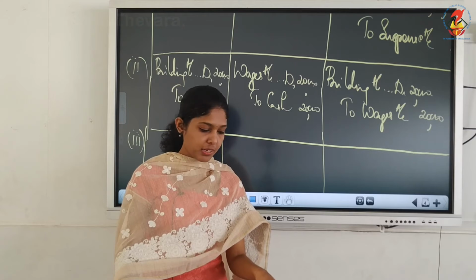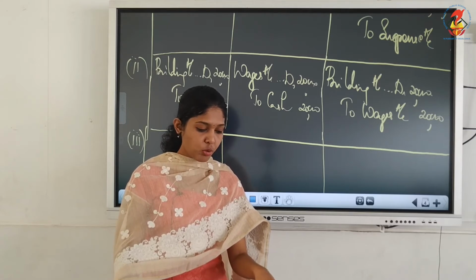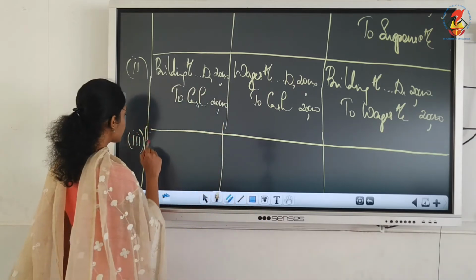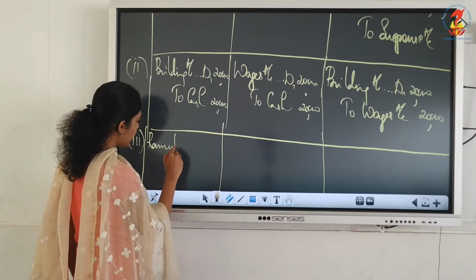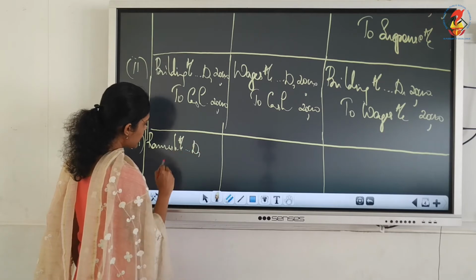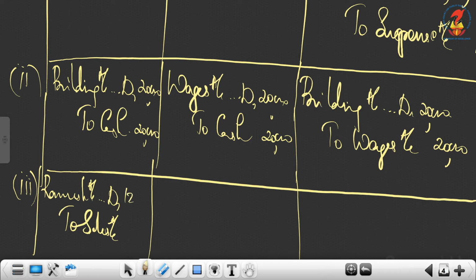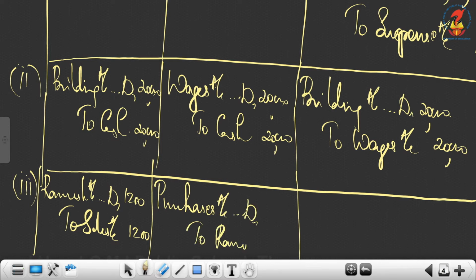So we will write the correct entry first. We sold goods to Ramesh for rupees 1200. So what should be the correct entry when you sell goods to Ramesh on credit basis? We will write his name, Ramesh account debtor to sales account, the amount is 1200. Then it was passed through purchases book, so the wrong entry we would have written like this: purchases account debtor to Ramesh account 1200.